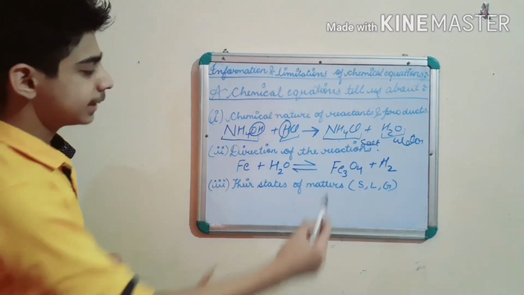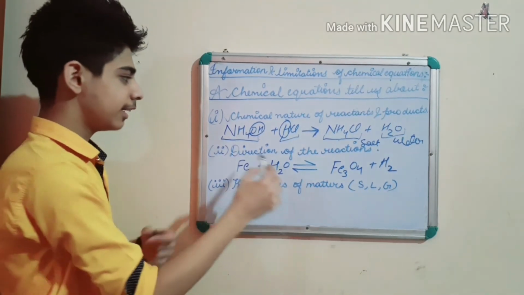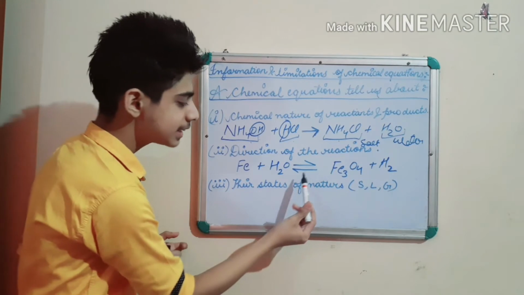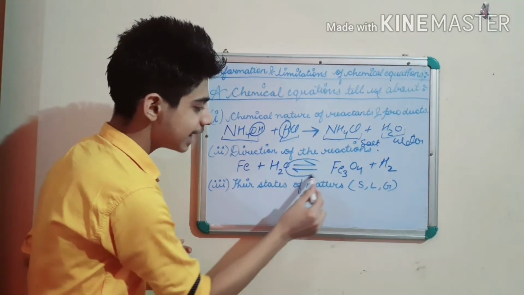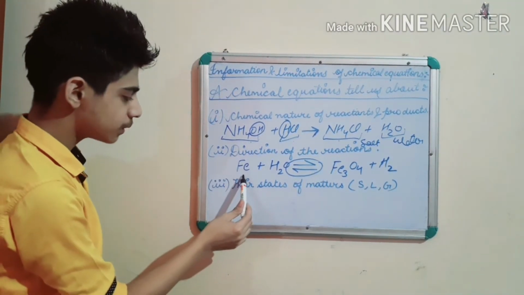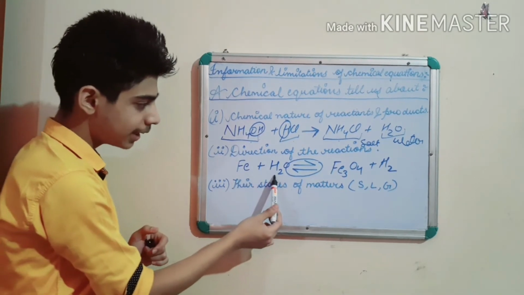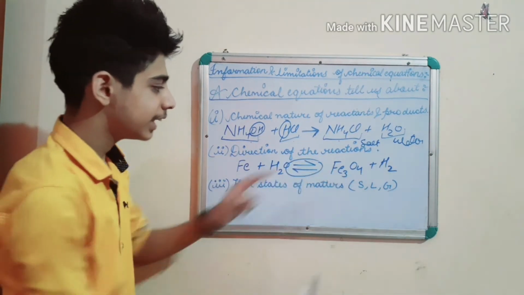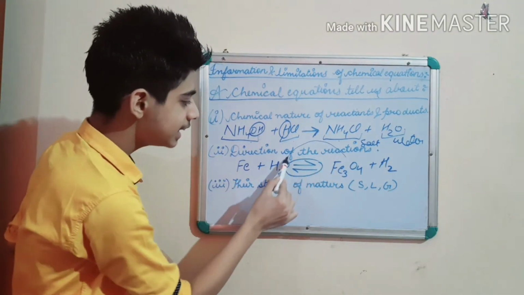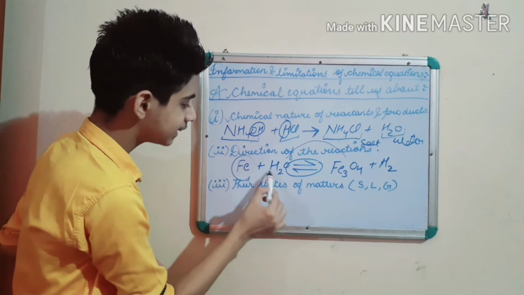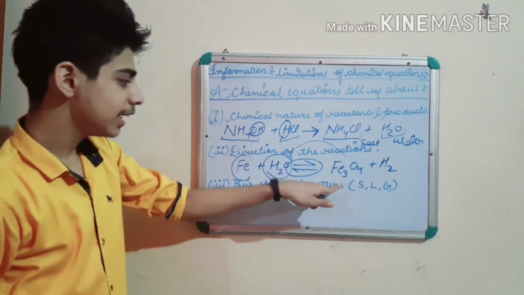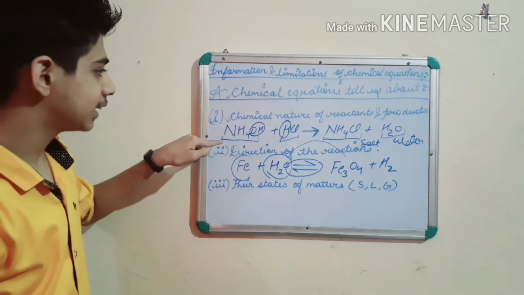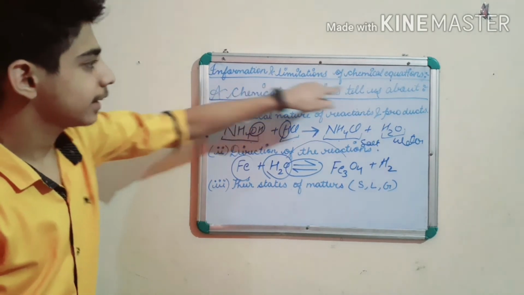So see, this is a normal irreversible reaction. If this reaction proceeds, it cannot be reversed. But this is a reversible reaction. This arrow shows that if this equation proceeds, if we add iron in water, it gives us iron oxide and hydrogen. But this reaction can be reversed, and these reactants can also be gained if we reverse this reaction.